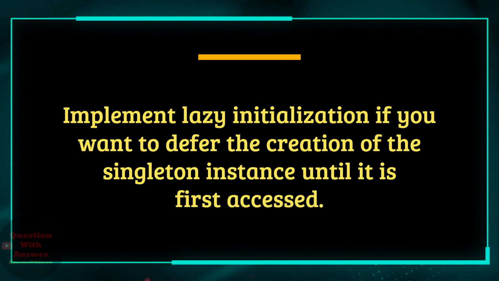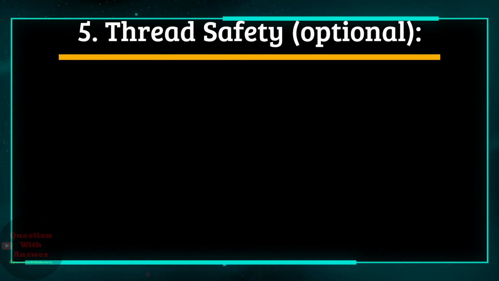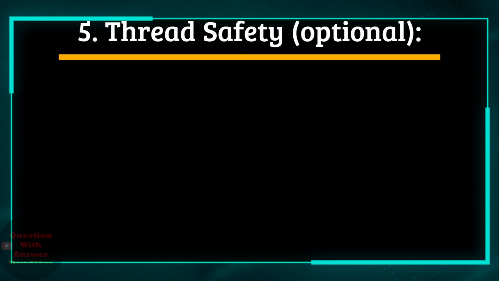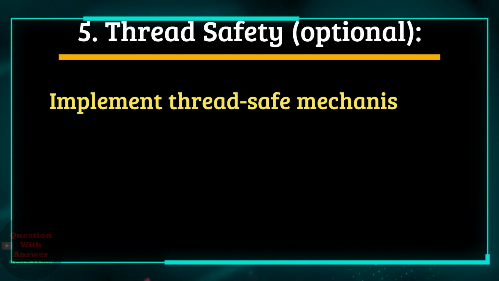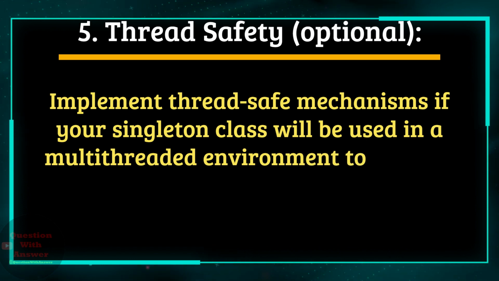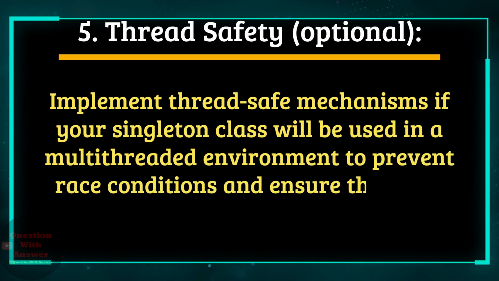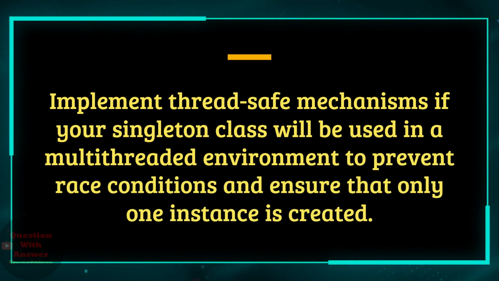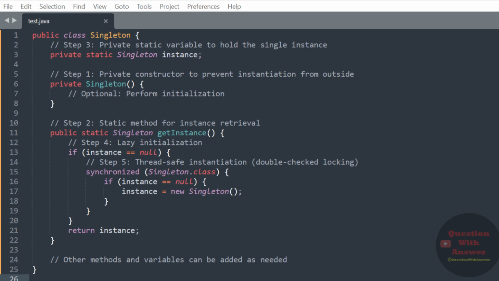is first accessed. 5. Thread safety, optional. Implement thread-safe mechanisms if your singleton class will be used in a multi-threaded environment to prevent race conditions and ensure that only one instance is created. Here's an example of a basic singleton class implementation in Java.